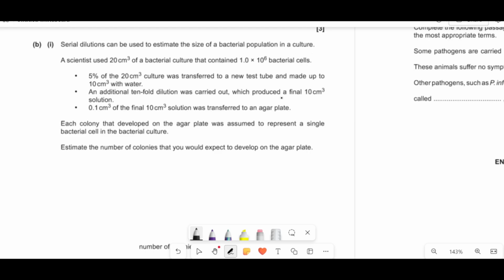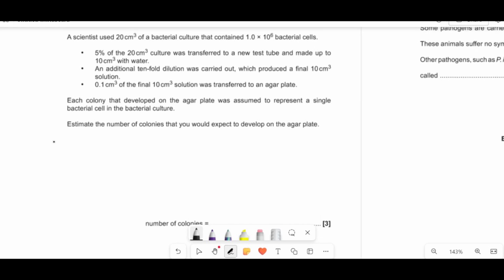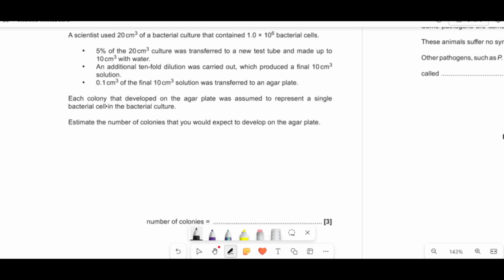A scientist got a 20 centimeter cubed bacterial culture that had 10 to the 5 cells. So here, 1 times 10 to the 5 cells was in 20 centimeters cubed, right? So if I do 1 times 10 to the 6 over 20, I can figure out how many cells you will have in a centimeter cubed, right? So that means we will have 5 times 10 to the 4 cells per centimeter cubed, right?